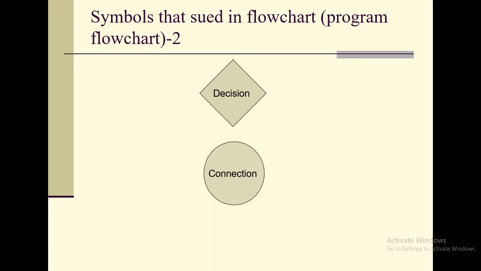This is the connector. It is used to avoid intersection. Sometimes it is used to connect two or more outputs into a single conclusion. And the last one is the flow symbol, the flow of the flowchart, showing from where to where the problem is going.